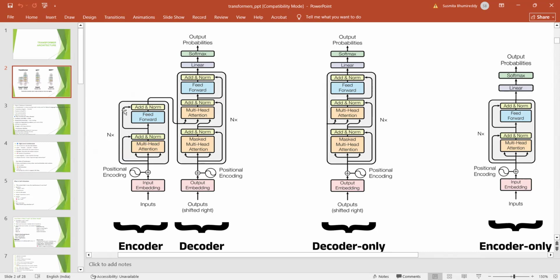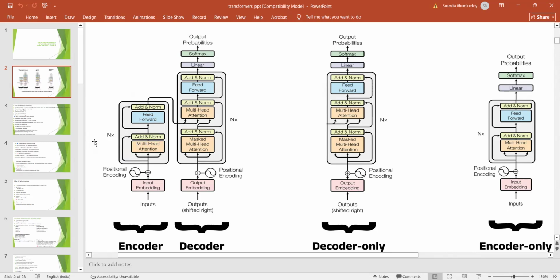And so this will repeat six times, like n times. Here it has been given as n times. Usually it uses six times. So the decoder layers are also repeated n times. It helps in each layer to have a deeper understanding.